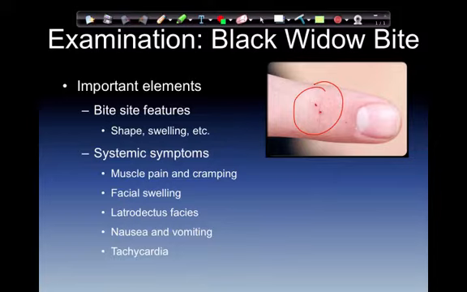Facial swelling can occur. Latrodectus facies is one of the things. This doesn't occur that often, but it can occur. Drooping of the eyelids, runny nose, conjunctivitis, and facial spasms. Nausea, vomiting, and tachycardia are all systemic symptoms of a black widow spider bite.